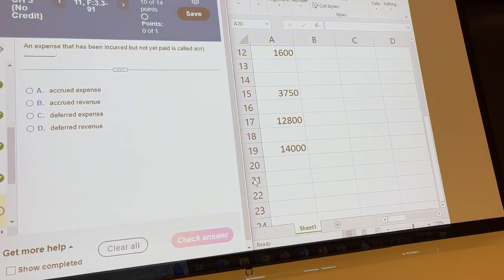An expense that has been incurred but not yet paid is called a what? A deferred expense. No, that's if it's been paid but not yet incurred. Yeah, it's an accrued expense.